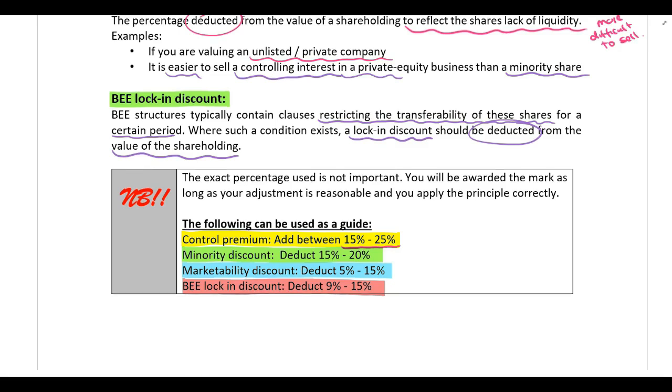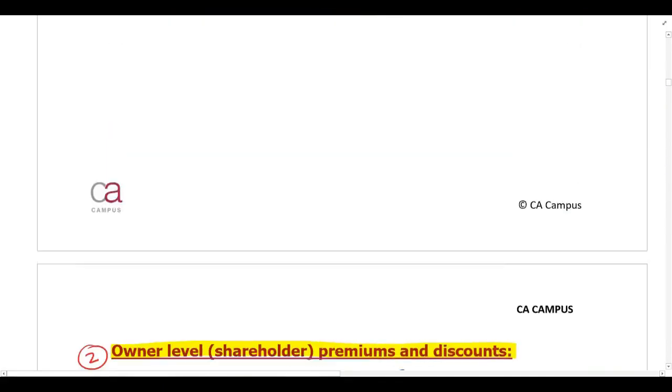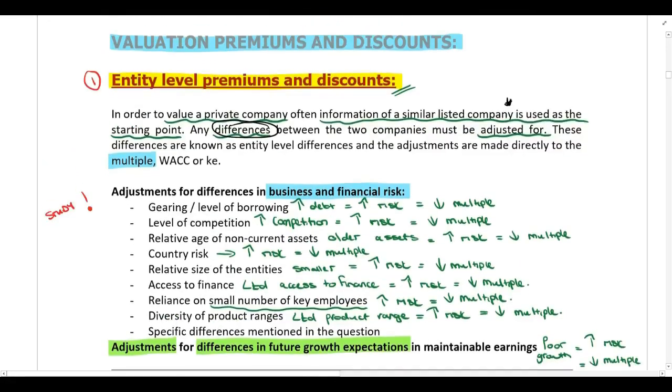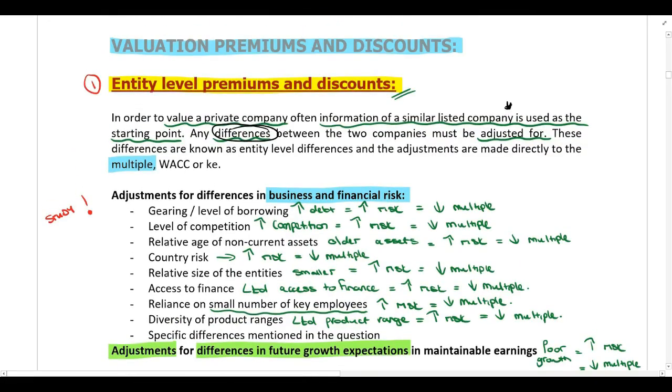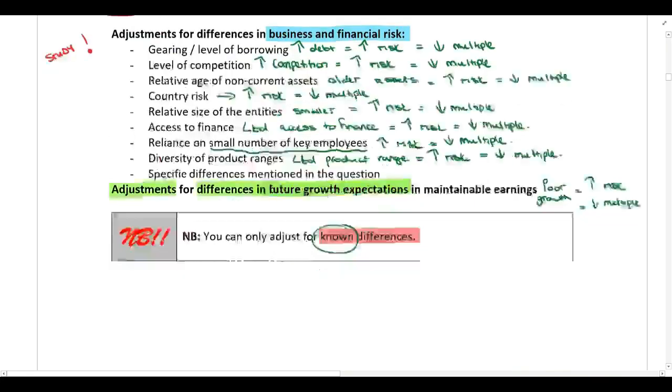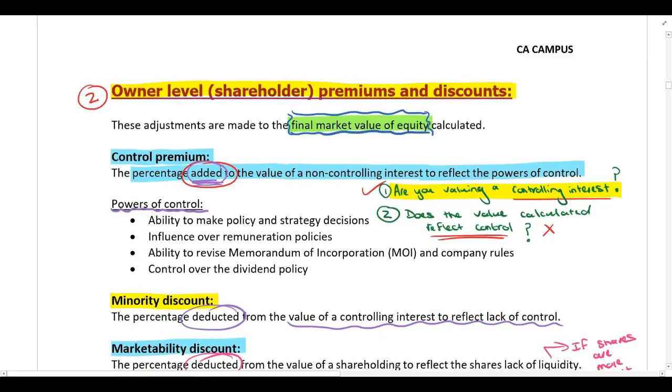Then before we move on, just as a recap, please note the differences between the two types of adjustments. First, we had entity level premiums and discounts, and these adjustments were made to the multiple. Then we have owner level or shareholder premiums and discounts, and these adjustments were made to the final market value of equity. Make sure that you take the adjustments into account in the correct place in your calculation, otherwise you will not score the marks.